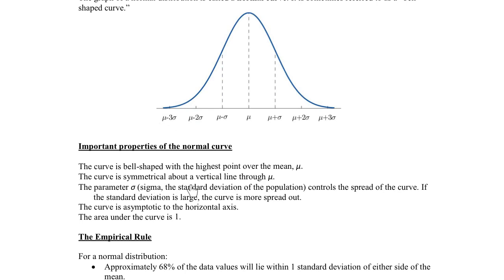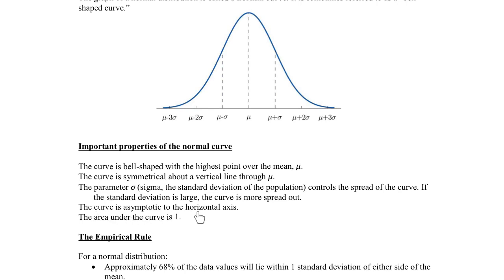So the curve is symmetrical about a vertical line through the mean, mu, so there's a symmetry here. And the parameter sigma, which is the standard deviation of the population as we know, controls the spread of the curve. One thing that we'll see a lot is that if the standard deviation is large, the curve is more spread out. So if you have a large standard deviation, then you'd have a curve that would be maybe more like this. It'd be more of a spread out curve, something like this. Okay, so we'll see that as we get into this more.